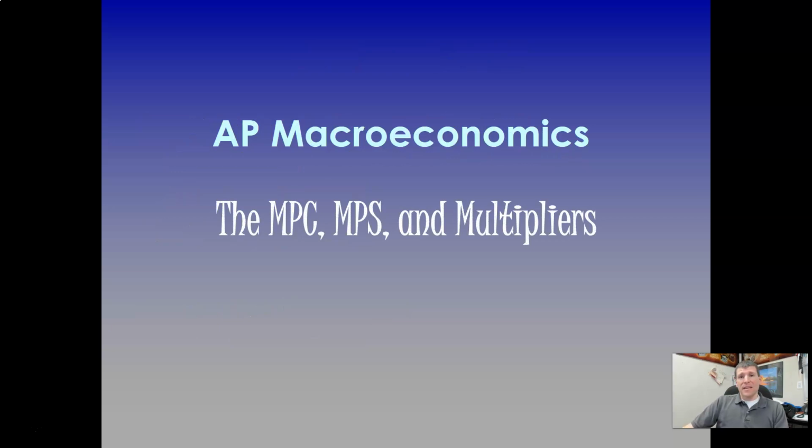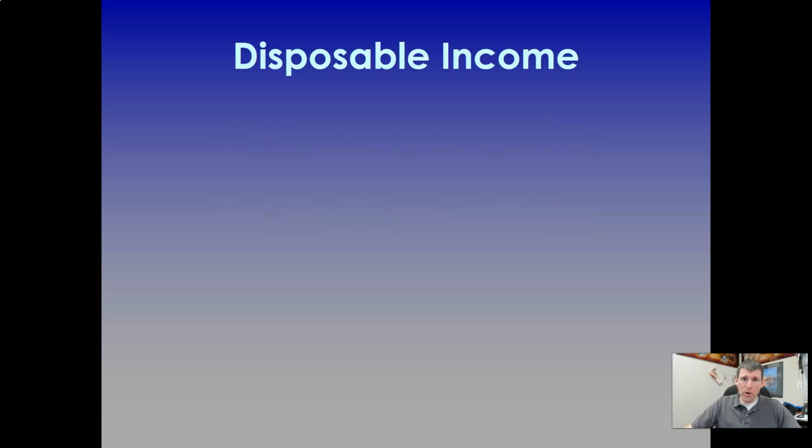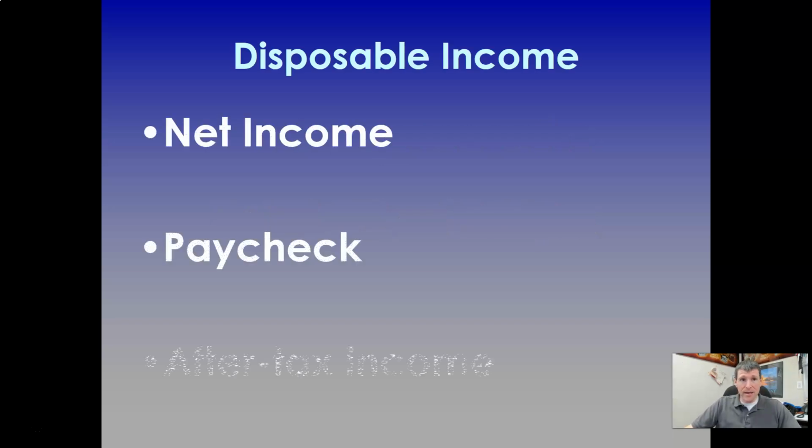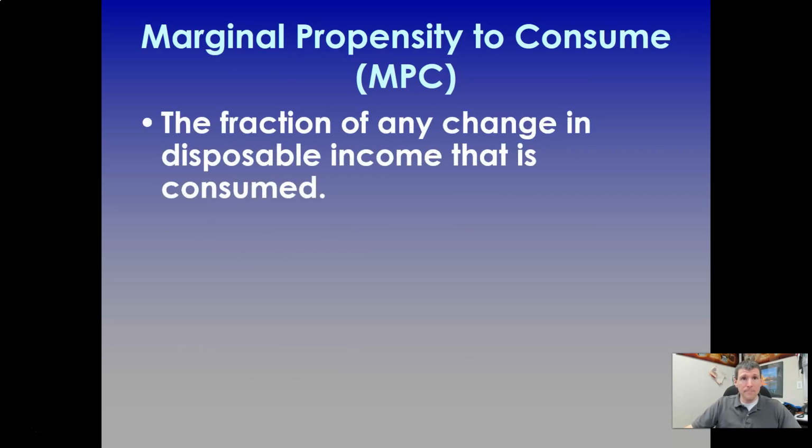Okay, now the average propensities might come up periodically in a question, but they're not the most important ones. The most important propensities are the marginal propensities to consume and to save, the MPC and the MPS. This is the one that we're going to wind up using for our calculations.